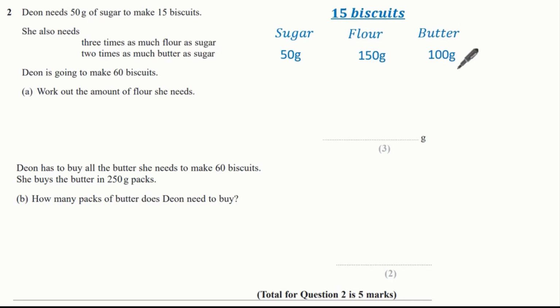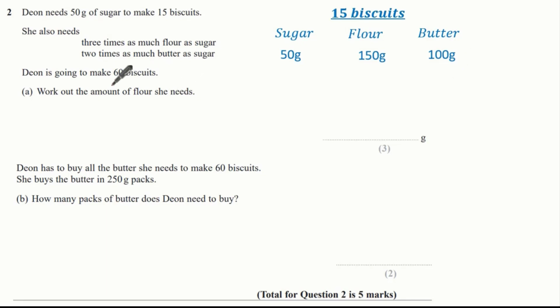For question 2, it states Dion needs 50 grams of sugar to make 15 biscuits. She also needs 3 times as much flour as sugar, and 2 times as much butter as sugar. Dion's going to make 60 biscuits, and we're asked to work out the amount of flour she needs. Let's summarize the information we have. For 15 biscuits, she needs 50 grams of sugar. She uses 3 times as much flour as sugar, so that means 150 grams of flour. She uses 2 times as much butter as sugar, so that means 100 grams of butter.